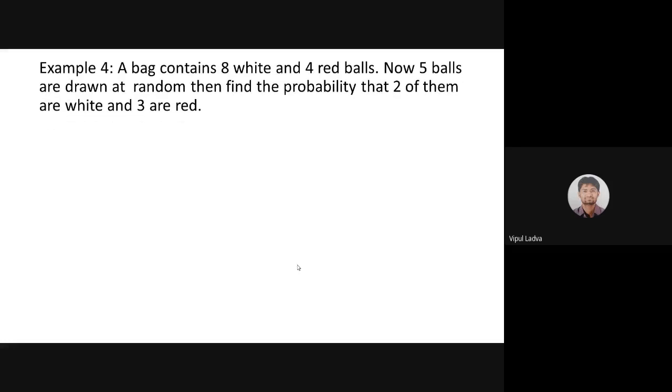Now, this is our fourth question. A bag contains 8 white balls, 4 red balls. That means in a bag we are having 12 balls. Now, among that, 8 balls are white, 4 balls are red. Now, what we are supposed to do? We are selecting. Now, 5 balls are drawn at random. We are supposed to pick 5 balls together. एक ही साथ बैग में हाथ डालना है, 5 बॉल उठाने हैं. And we need to find the probability that 2 of them are white and 3 are red. जो हम 5 बॉल उठा रहे हैं, select करें. Among them, 2 must be white and 3 must be red. What is the probability of this event?